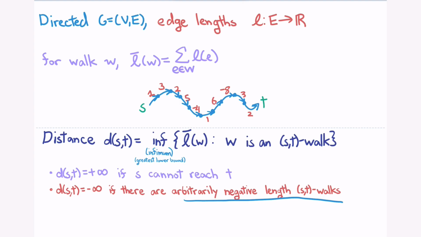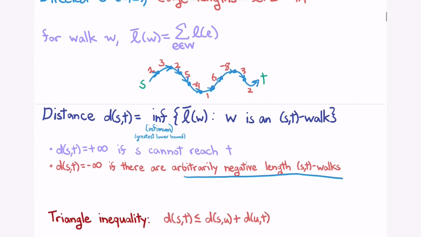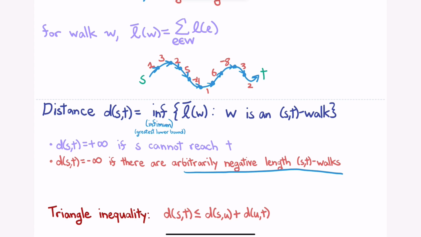The infimum is defined as the greatest lower bound. So if you can always find, for any fixed value, like you choose negative 100, a walk where the sum is even smaller than negative 100, and you pick another value, negative 200, and you find something even smaller, that's what we define to be negative infinity. You can always find a smaller walk.